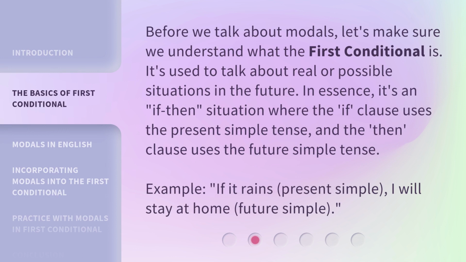Before we talk about modals, let's make sure we understand what the first conditional is. It's used to talk about real or possible situations in the future. In essence, it's an if-then situation where the if clause uses the present simple tense, and the then clause uses the future simple tense. Example: if it rains, present simple, I will stay at home, future simple.